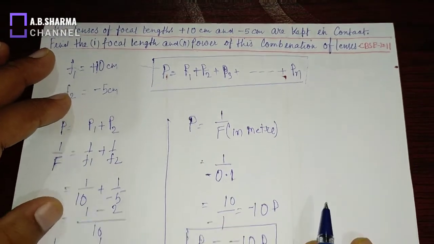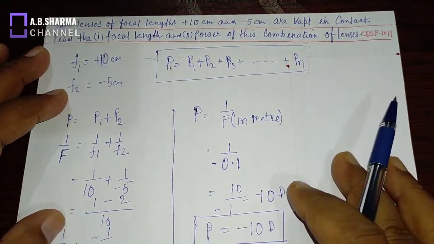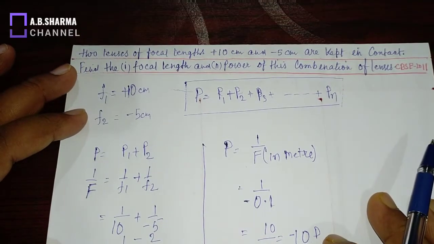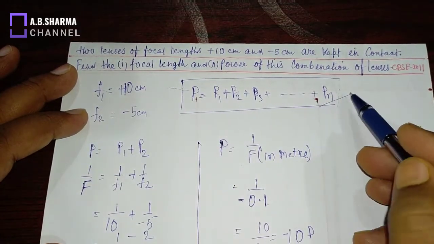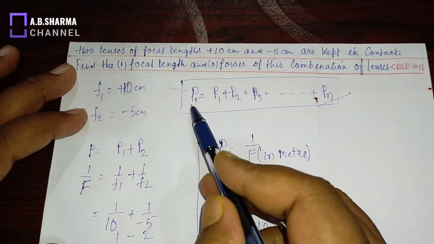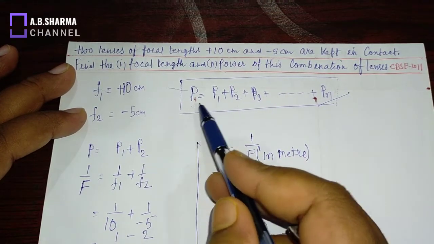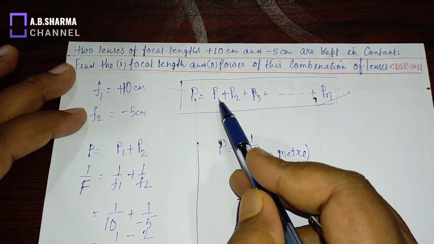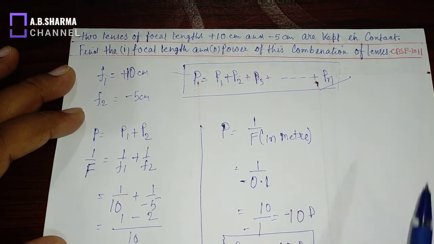And this question is very important, which is asked in CBSE 2011. So first try to solve the question, then see the solution. We have used the formula for combination of lenses or power of lenses. Means when 2 or 3 lenses are kept in contact, then power of the combination will be the sum of individual power of the lenses. This is the theory. So see the next question now.